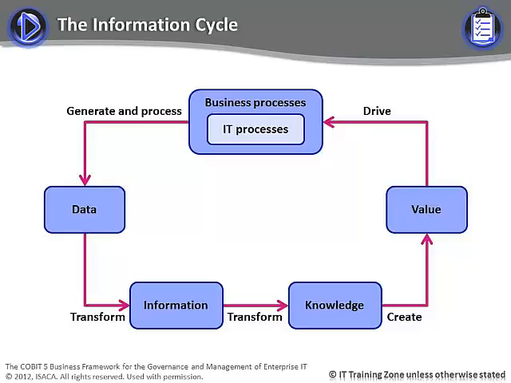Data, as you know, are simply discrete facts that in themselves have no meaning. As the diagram shows, information is created when data is put into context, possibly by bringing together a number of data items. For example, the time an incident was reported to an IT service desk is just a piece of data. But if we put that together with the time that the incident was resolved, then we can calculate a piece of information, the incident resolution time.